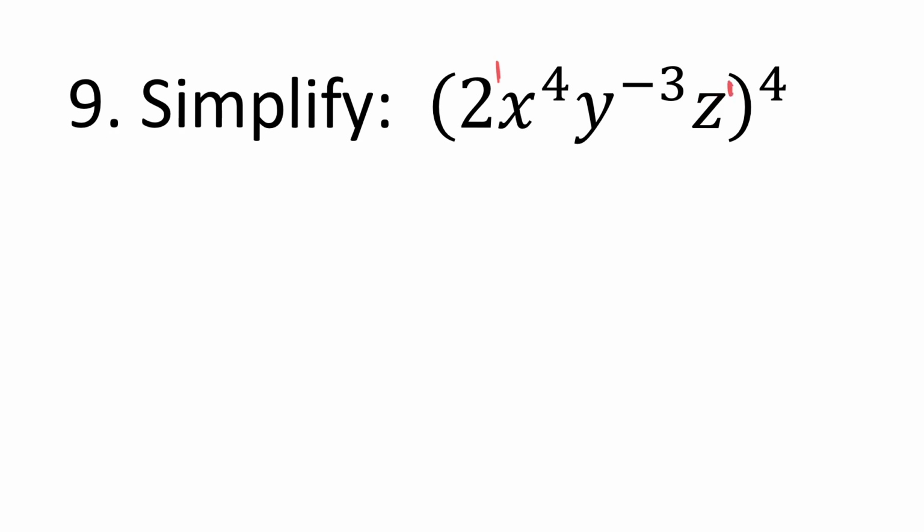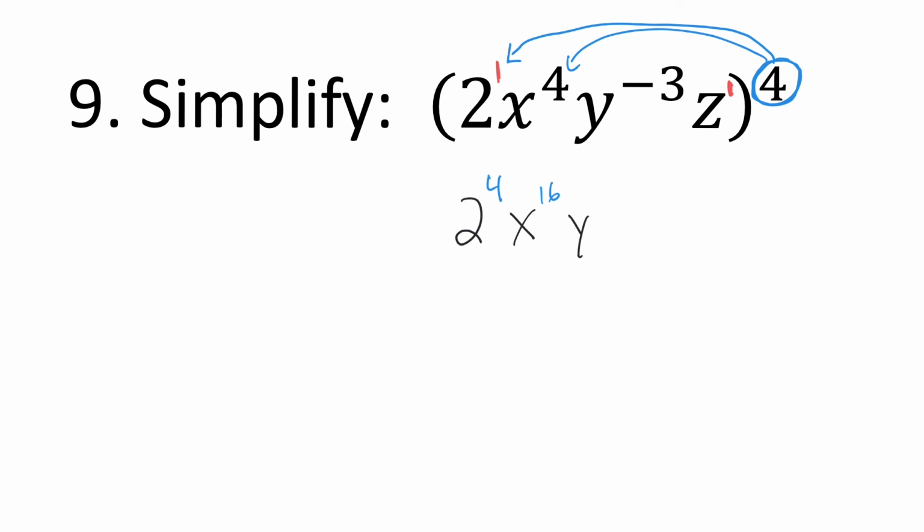You're going to take the exponent of 4 outside and multiply it to the exponents inside of the parentheses. Keep the same base. So I'm going to keep the 2. I'm going to multiply 4 times 1 is 4. I'm going to keep the x. I'm going to multiply 4 times 4. That's 16. I'm going to keep the y. And I'm going to multiply 4 times negative 3. That's negative 12. I'm going to keep the z. And I'm going to multiply 4 times 1 is 4.